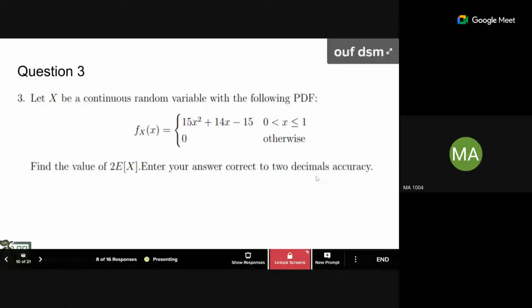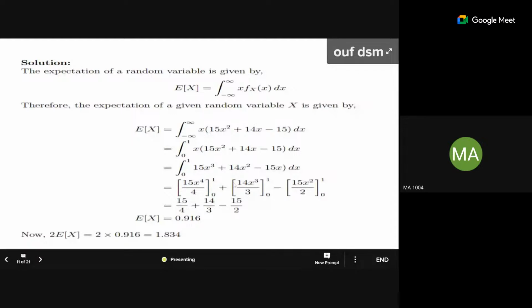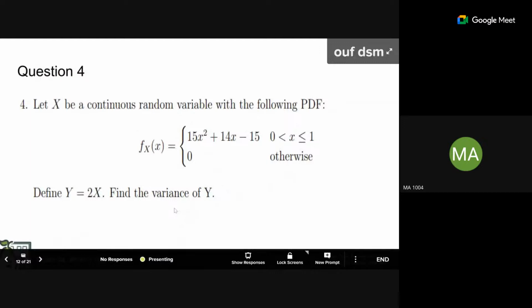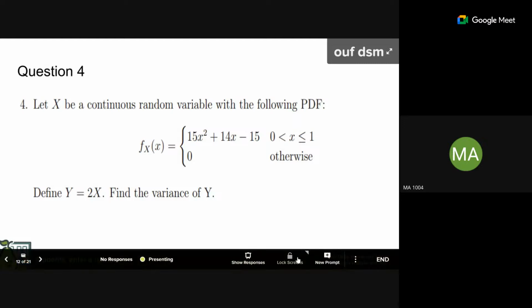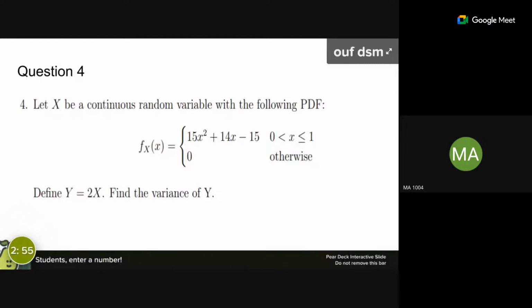So now be careful with your PDF, because in the next one also it's 15 only. In this question the only change is that we have a new random variable y, which is equal to twice x, and we have to calculate the variance of y. Will you be able to calculate the variance of y? Yes, ma'am. Okay, give it a try.